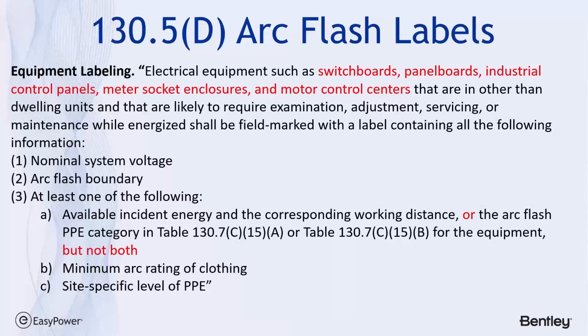Then the topic of labels comes up, and again, that's an important result of doing a study. The stipulation in Article 130.5 is that electrical equipment such as switchboards, panelboards, industrial control panels, meter sockets, and motor control centers require a label if they possibly will be open to examine, adjust, or service while the equipment's energized. And so this is a list of the necessary items on the label.